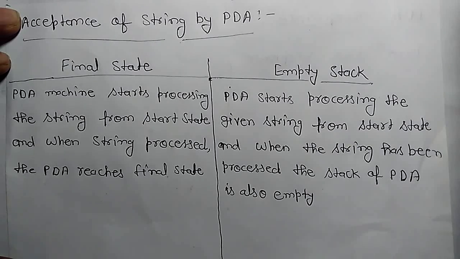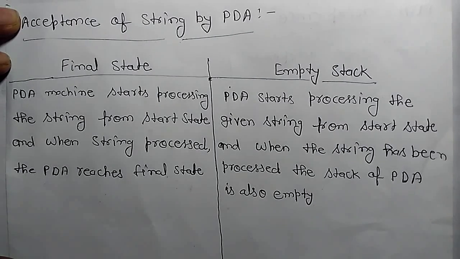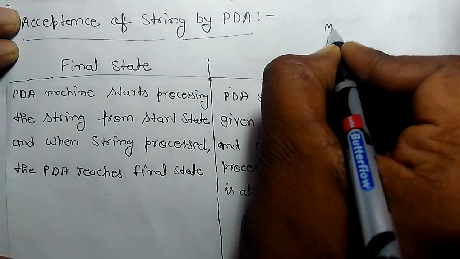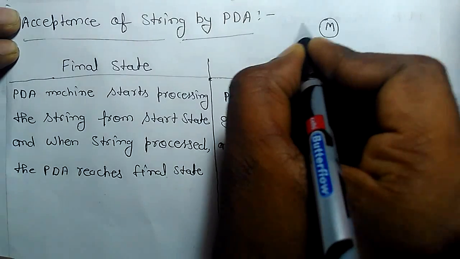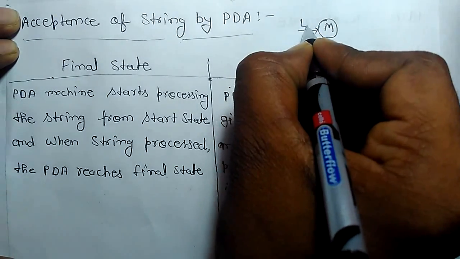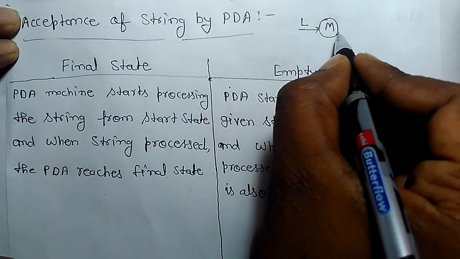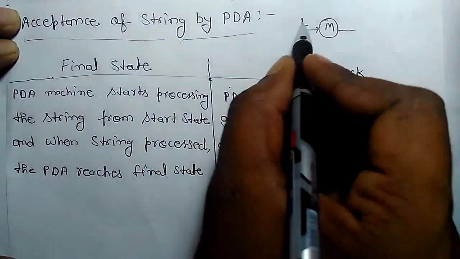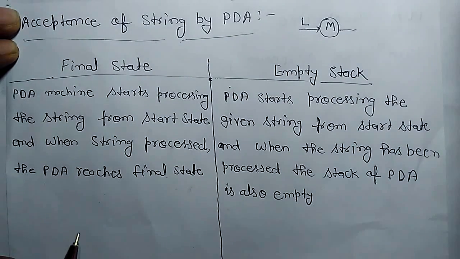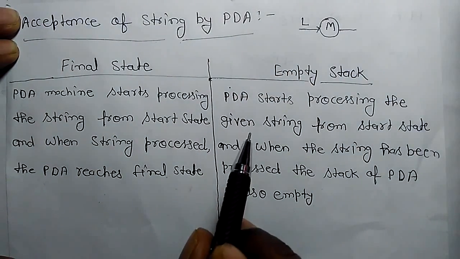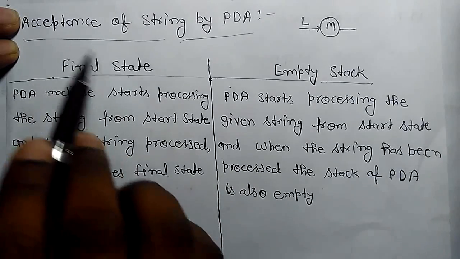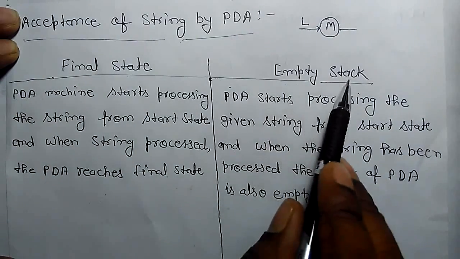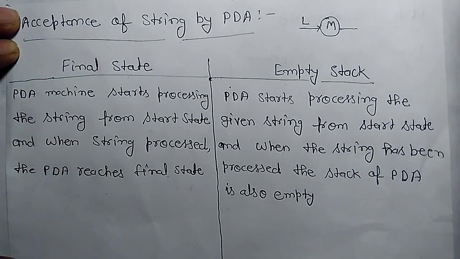Hi, today we are going to learn acceptance of a string by push-down automata. If there is a machine M which is a push-down automata that accepts a particular language L, how will you recognize that the language is accepted by the push-down automata or not? That can be defined by final state acceptance or empty stack acceptance. It means there are two types of acceptance in push-down automata.